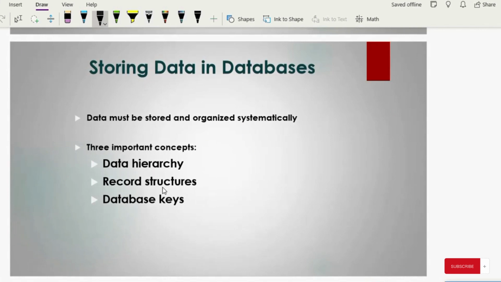When we talk about databases, we should remember that we store our important data on them. Data is stored and organized in databases in a systematic way. There are three very important concepts we should be clear about when talking about storing data on databases: data hierarchy, record structure, and database keys. Let's have a look at them one by one, starting with data hierarchy.